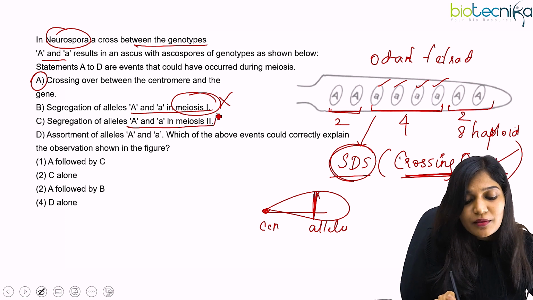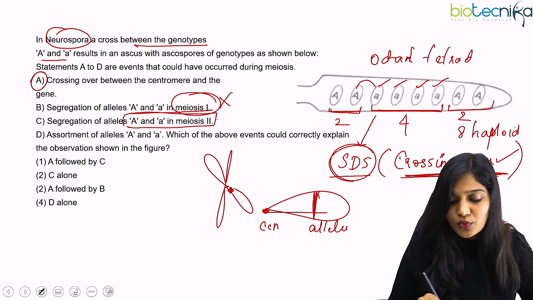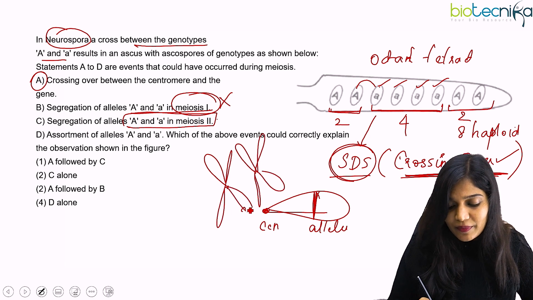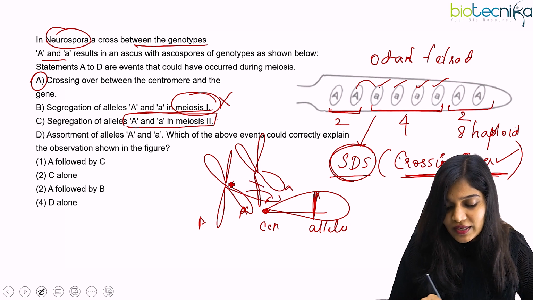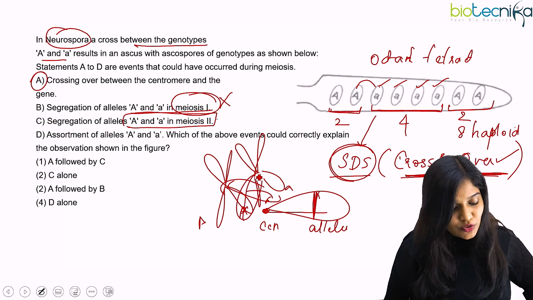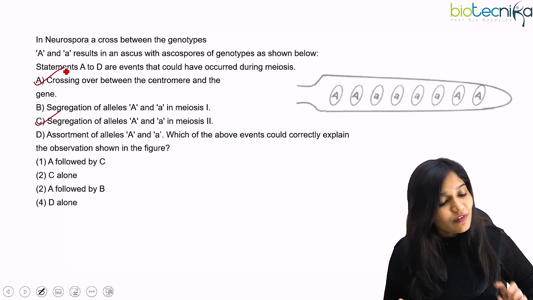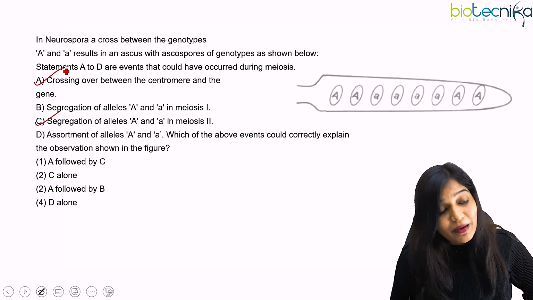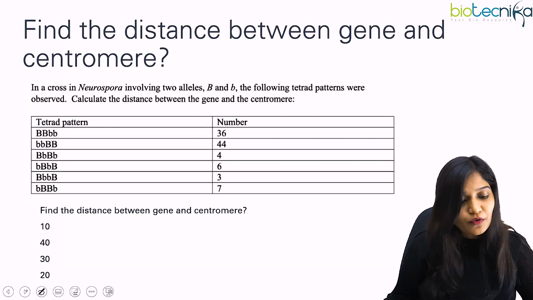A and A in meiosis 2, correct. So it has happened like this. In meiosis 2 only, the division would have happened here, capital A, small a and small a. So from here only, the division would have happened. So the third option is correct. So these two are correct. So where are we seeing it? A followed by C. So the answer is very simple. It is option A.